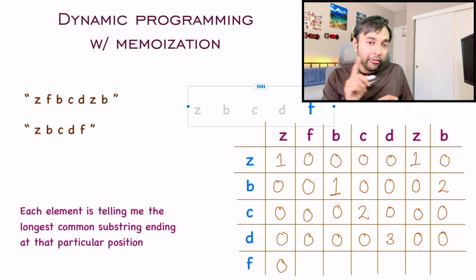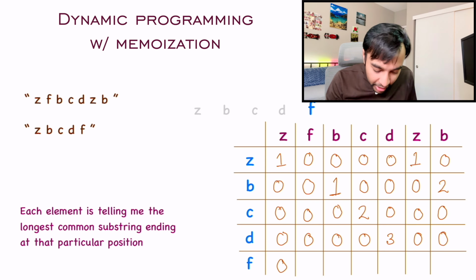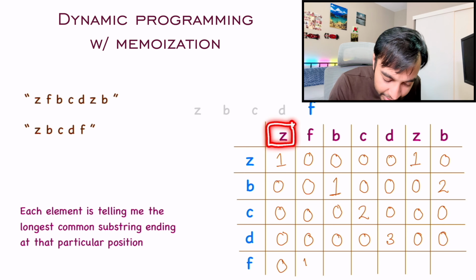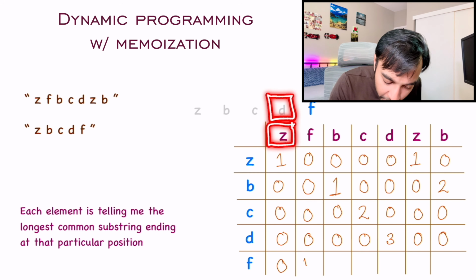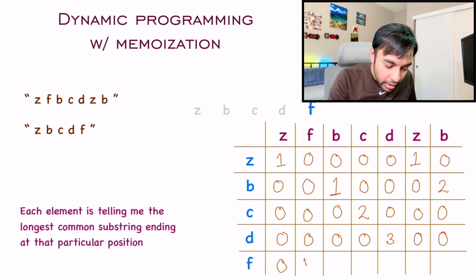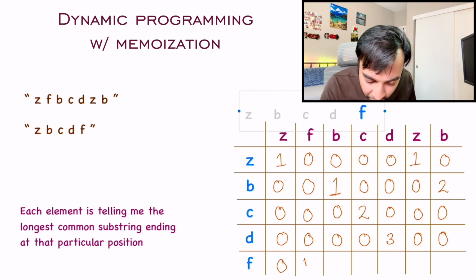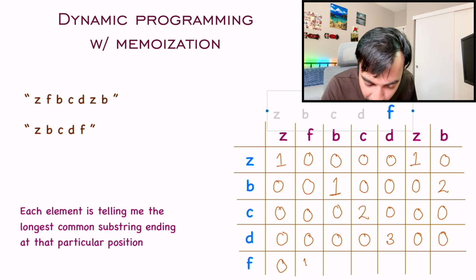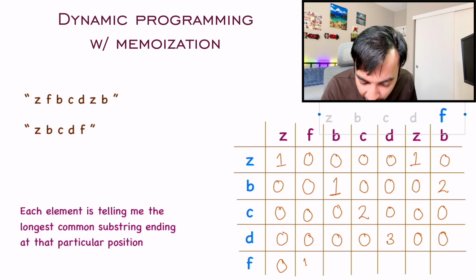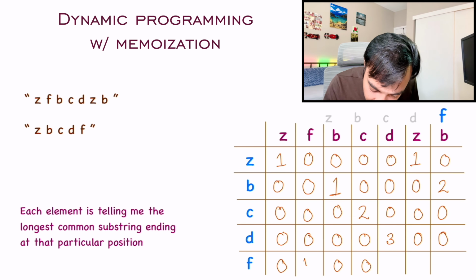F and F, once again, they match, right? So the value will be at least 1. But if you look back, over here you just have one character, that is Z. And what is the previous character over here? That is D. You have already calculated for it and that is a 0. So this value will just remain a 1. Now keep moving ahead. F and B do not match. F and C do not match. F and D do not match. F and Z do not match. F and B do not match. So for all the remaining places, you will put down 0.